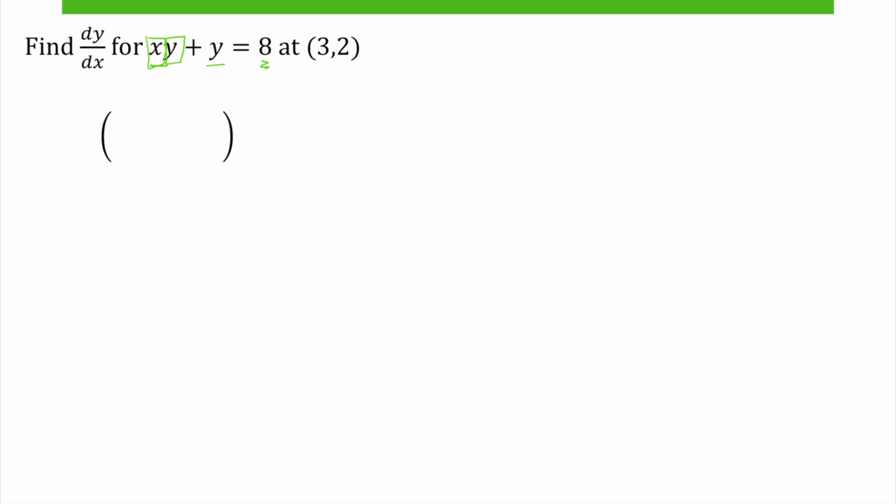So if x is the first term, y is the second term, then the product rule says take the derivative of the first, so the derivative of x is 1, times the second, plus the derivative of the second. Now we're taking the derivative of y, and that's what I told you earlier. The derivative with respect to x of y is dy/dx. So back here, we've got the derivative of the first times the second plus the derivative of the second, that's dy/dx, times the first.